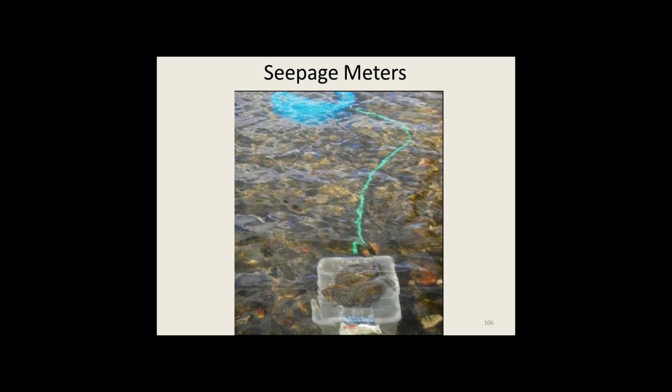What happens is, if you have groundwater entering the lake, the baggie over here fills up, because the groundwater comes in through the drum and the bag fills up. Vice versa, if there's lake water going into the groundwater, which we had in this case, the bag empties, because it creates pressure in there and sucks the bag dry.